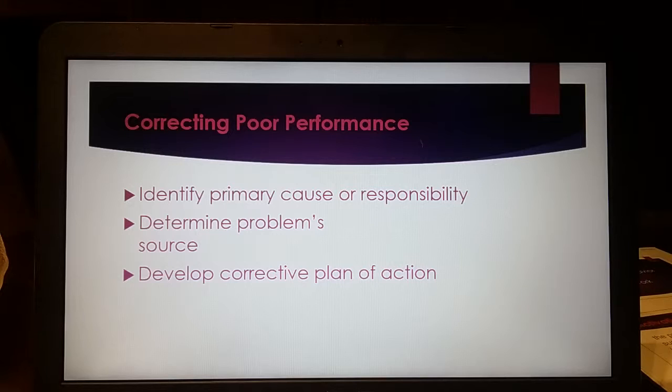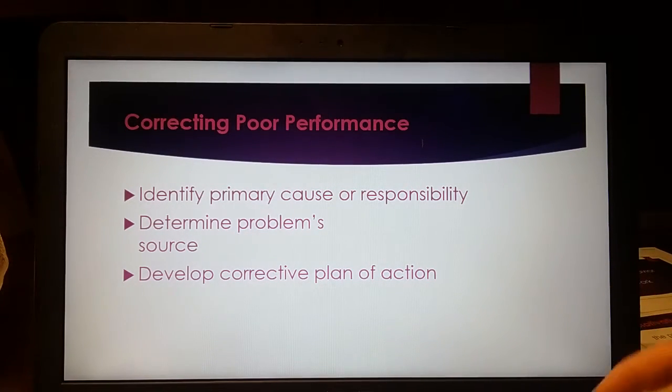Okay, so how can you correct poor performance? You have to figure out why it's happening, what the source is, and develop some sort of corrective plan of action, always keeping things as a mutual decision as possible. And again, going back to those SMART goals, having things that are attainable, not asking an employee to do something that they're going to fail at because you're not going to give them the resources or it's impossible to do within a period of time.